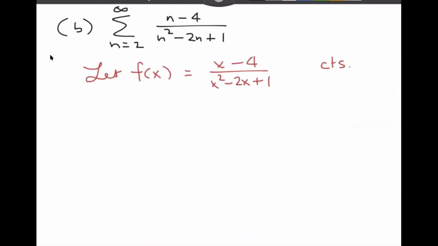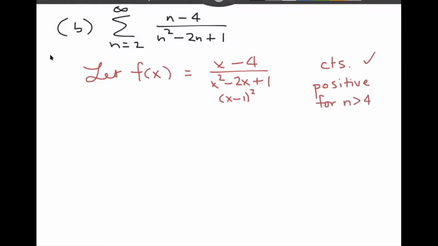Notice that x squared minus 2x plus 1 is x minus 1 squared. So the only time this denominator is undefined is when x equals 1. We don't have to worry about that because n is starting at 2. All right, is this thing positive? Well, it's actually not positive at every single term, but it is positive for n greater than 4.